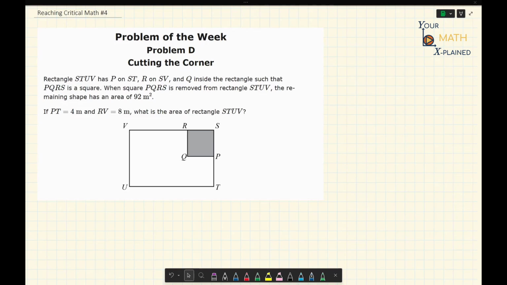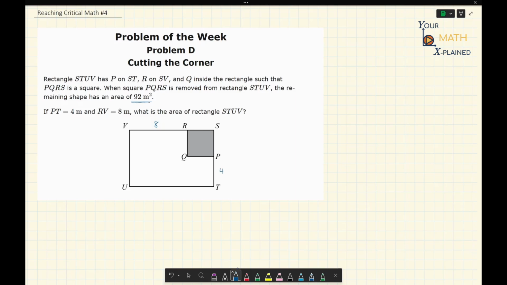In this grade 9-10 problem, we're given a few quantities that we can include in our diagram. So right away, we see that PT is equal to 4 and RV is equal to 8. Our goal is to figure out the area of the entire rectangle. And so when I look at the problem, it looks like I've got something that I haven't used yet. This 92 needs to be included.